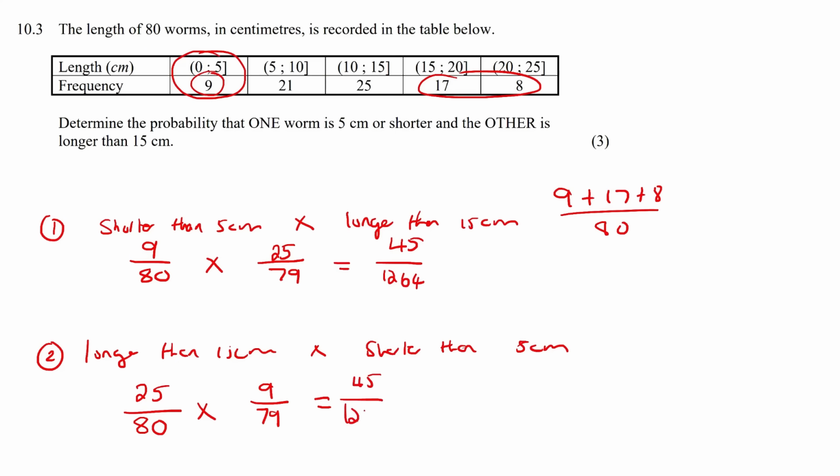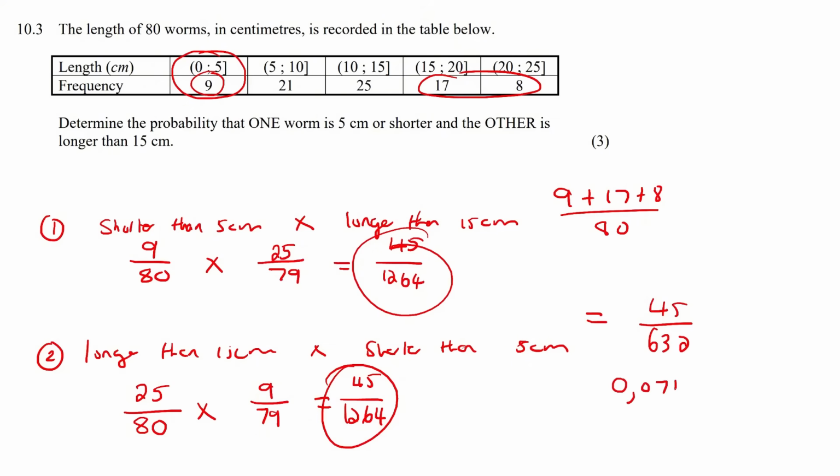And so when you have 2 different options like this, what you now do is you add these 2 values together, and that would eventually give us 45 over 632. In decimal form, it's approximately 0.071. In percentage form, it's like 7.1%. Okay, not really a good question, very open-ended. I wouldn't stress too much if this one was weird.